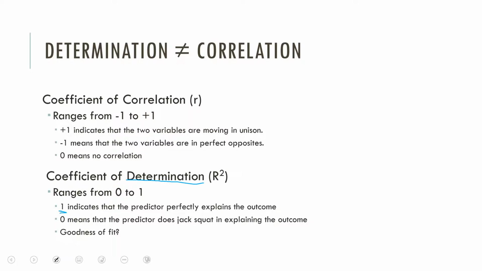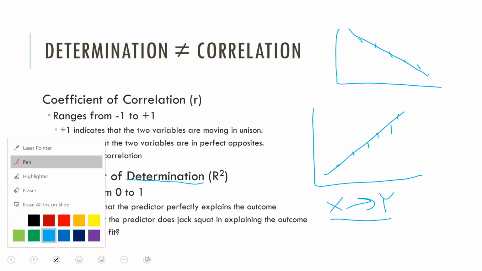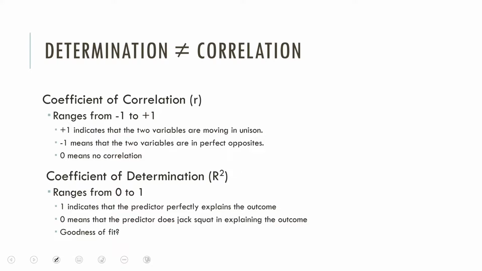When R-squared equals 1, it would be something like this, where each point falls perfectly on the line. It could be this way, too, or this way. We would say that X perfectly explains Y, which is great. Oftentimes, that's never going to be the case. Your R-squared should really never be exactly 1. Something's gone wrong if it is. We'll talk about that more in a second.